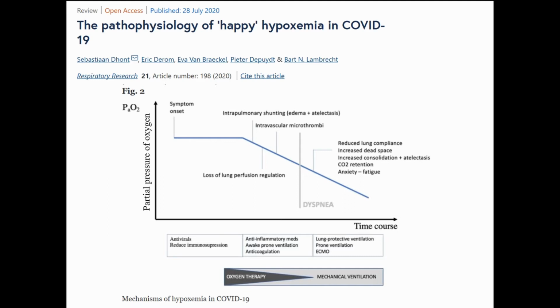I'll be talking about L-type and H-type later, and you have increased dead space that could be picked up by imaging and then consolidation. Some patients, yes, develop atelectasis, which leads eventually to fibrotic tissue in the lung. Of course, CO2 retention is a huge issue in hospitalized patients, and anxiety and fatigue come with that hypoxemic patient. Now, with respect to therapeutic intervention, this is very general, okay?